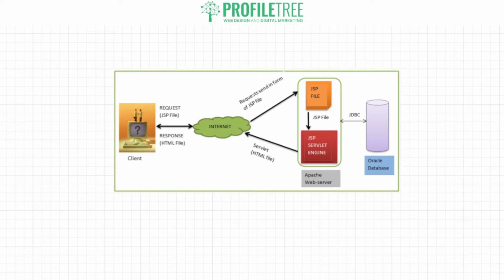So when a JSP page is requested by a client, the JSP engine, which is part of the servlet container, compiles the JSP into a servlet class, which you can see there. And then when this is executed, it'll generate the dynamic content for the response. So that's pretty much what that does.